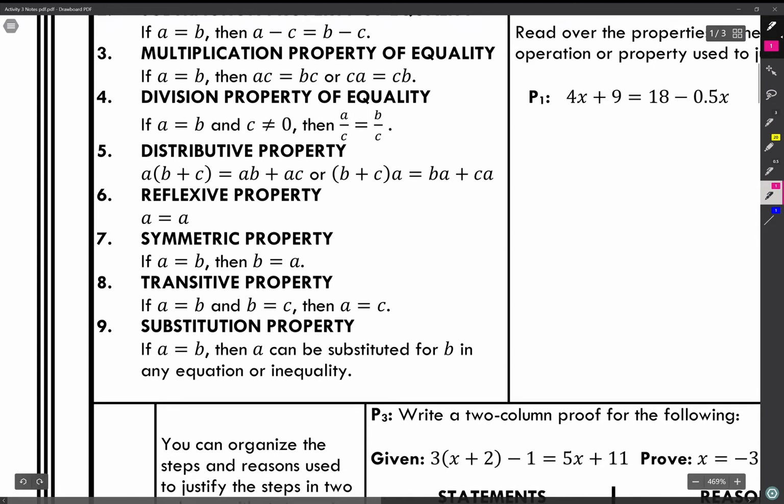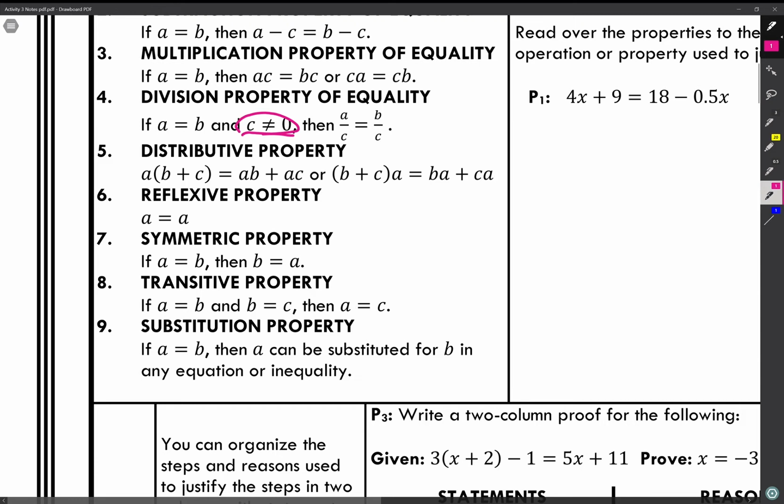This just means I can multiply the same thing to both sides of my equation. All right, 4, division property of equality. If A equals B, and if C is not equal to 0, then A divided by C is equal to B divided by C. That means I can divide the same thing on both sides of my equation. And we put C not equal to 0 because you cannot divide by 0, and that's why we do that.